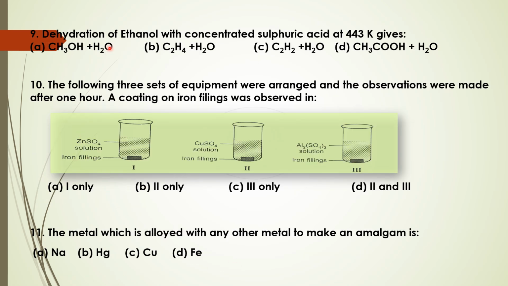Next question. Dehydration of ethanol with concentrated sulfuric acid at 443 Kelvin gives CH3OH + H2O, C2H4 + H2O, C2H2 + H2O, or CH3COOH + H2O. Have you marked your choice? The correct answer is B, C2H4 + H2O.